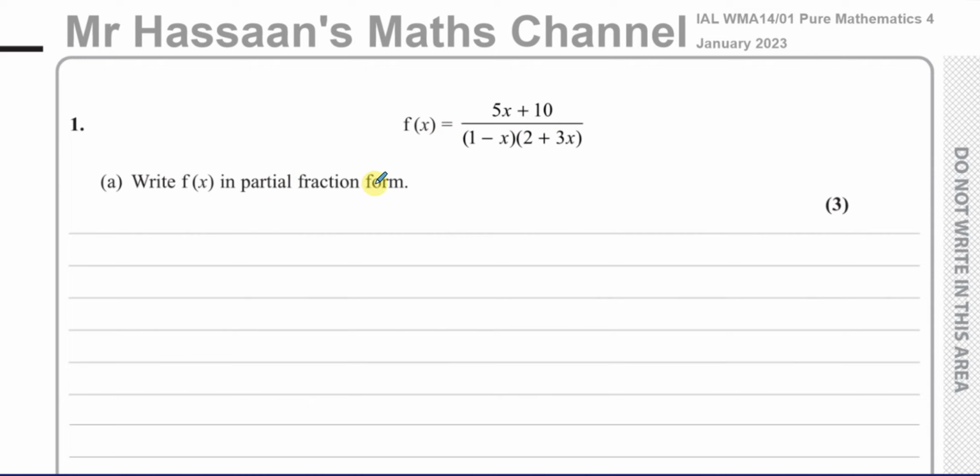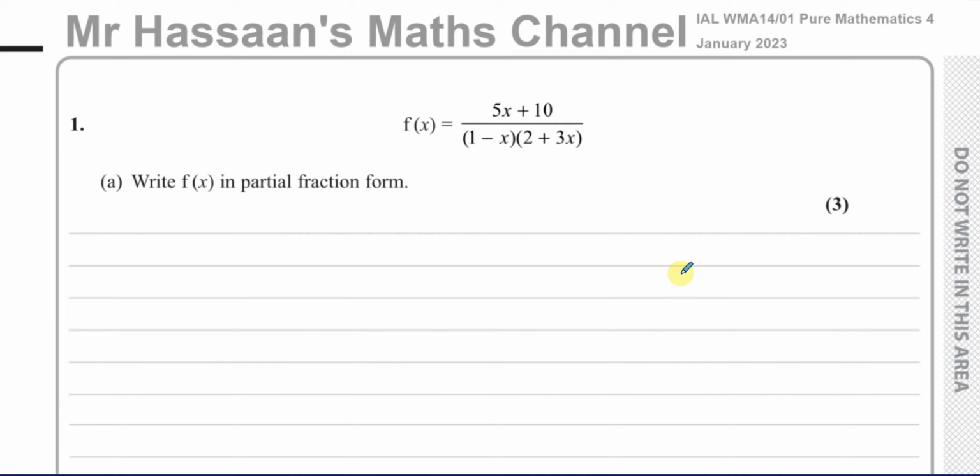Basically what is meant by partial fractions, and the word partial has the word part in it, is that we have to split this apart into two separate fractions. That's what it basically means. So it's kind of like the reverse of adding fractions together. It's splitting the fractions apart.